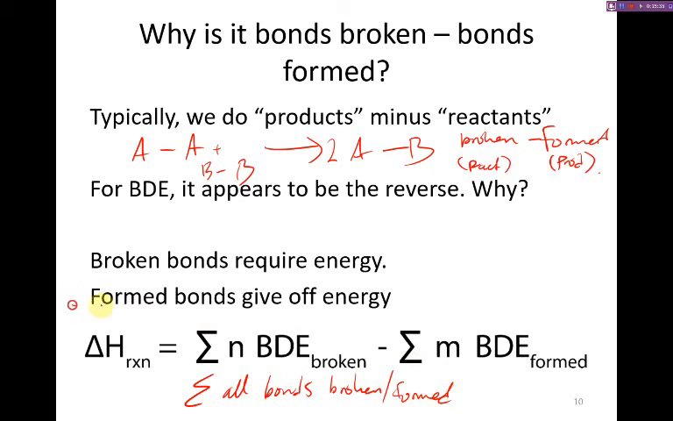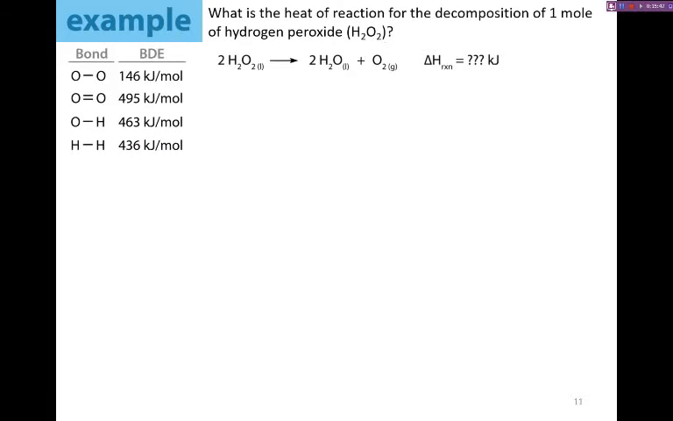But some of those bonds, the formed bonds, happen to give off energy and therefore are negative. So it's really the sum of all bonds broken and formed, and some of those bonds will be negative. Let's do a practice problem.